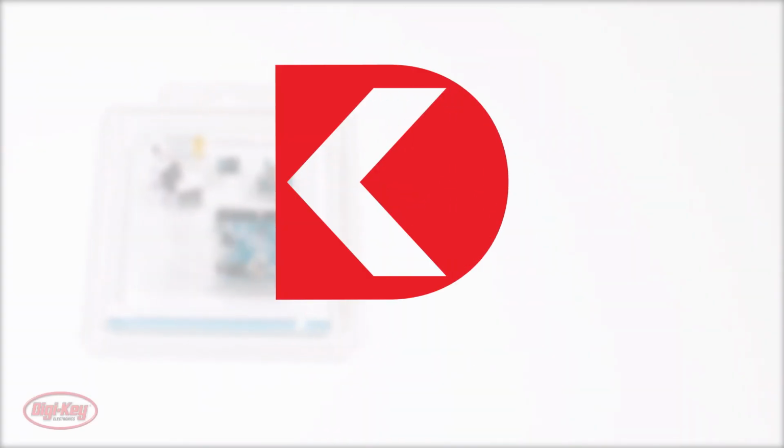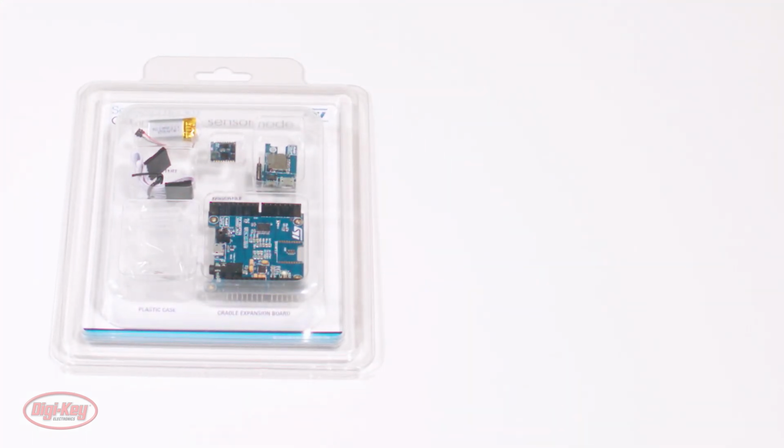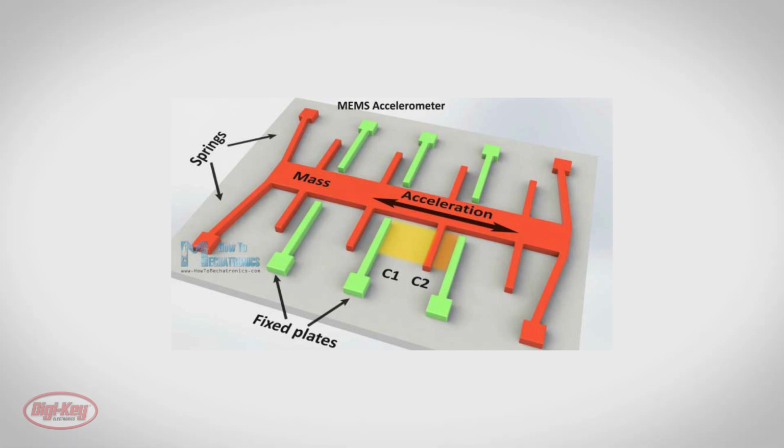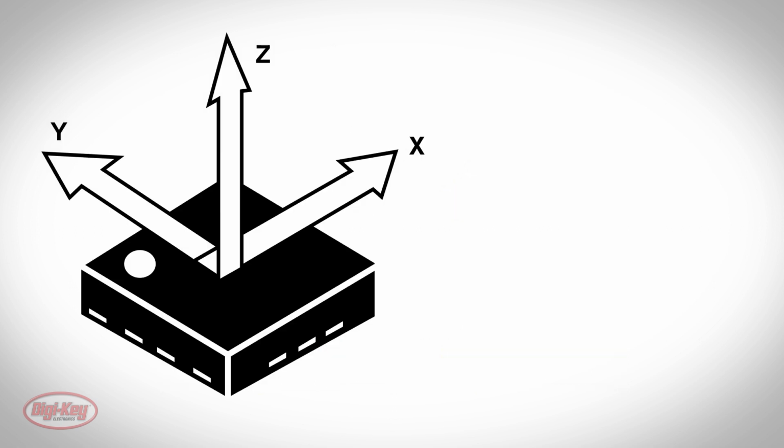Welcome. In this video, we will discuss three types of motion sensors: the accelerometer, the gyroscope, and the magnetometer. As its name implies, an accelerometer is a sensor that measures acceleration. Many of today's MEMS accelerometer ICs measure acceleration along three axes. That is, the x-axis, the y-axis, and the z-axis. These three-axis accelerometers are also referred to as 3D accelerometers.